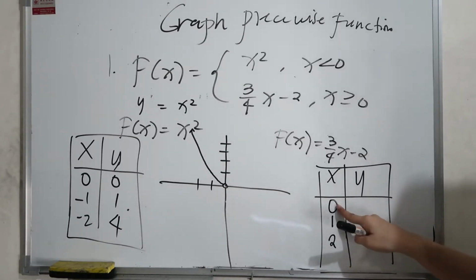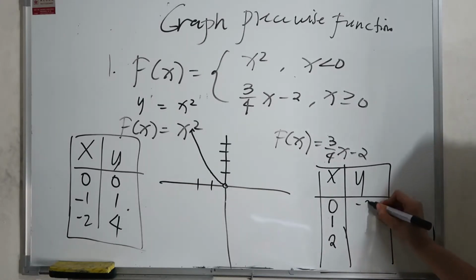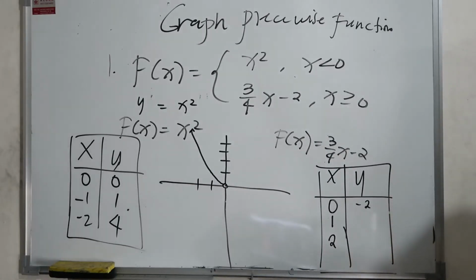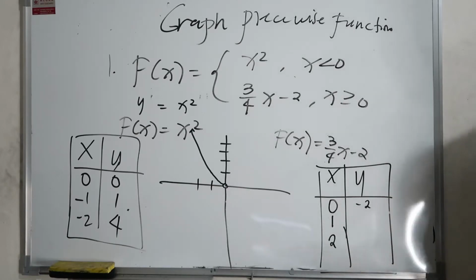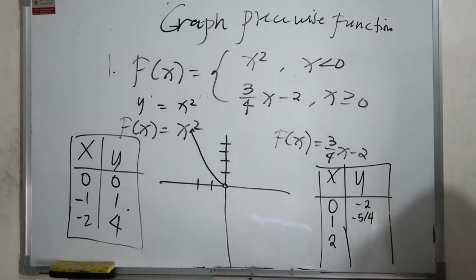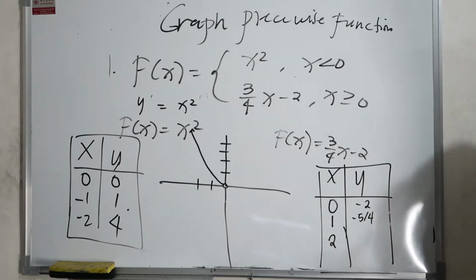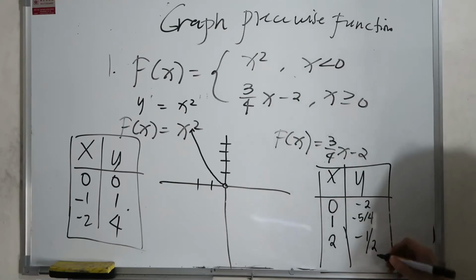If x is 0, what is the value of y in your second function? Okay, negative 2. If x is 1, what is the value of y? Okay, negative 5/4. If x is 2, what is the value of y? Okay, negative 1/2. And then you plot it.